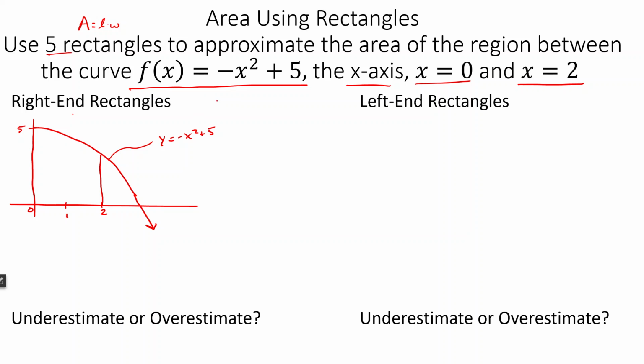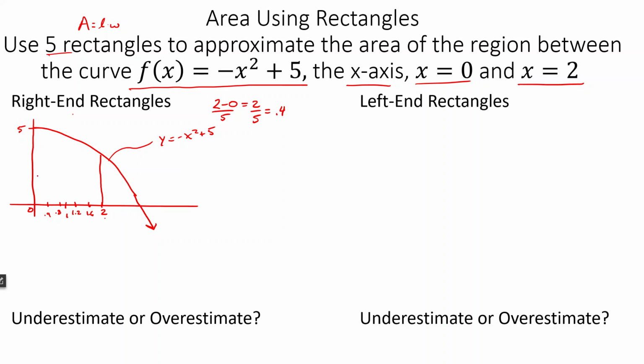Well, what we do is we subtract. 2 minus 0 is 2, and then we divide it into those 5 rectangles we want to make. So each one of them is going to be 2/5, or 0.4. So we got one rectangle here, one here, maybe one there, and one there. So this would be 0.4, 0.8, then 1.2, 1.6, and then 2.